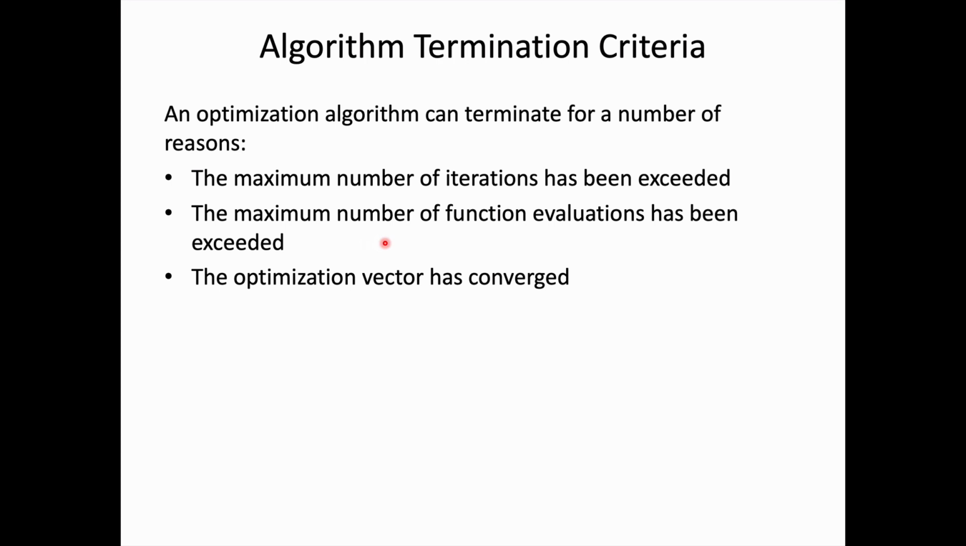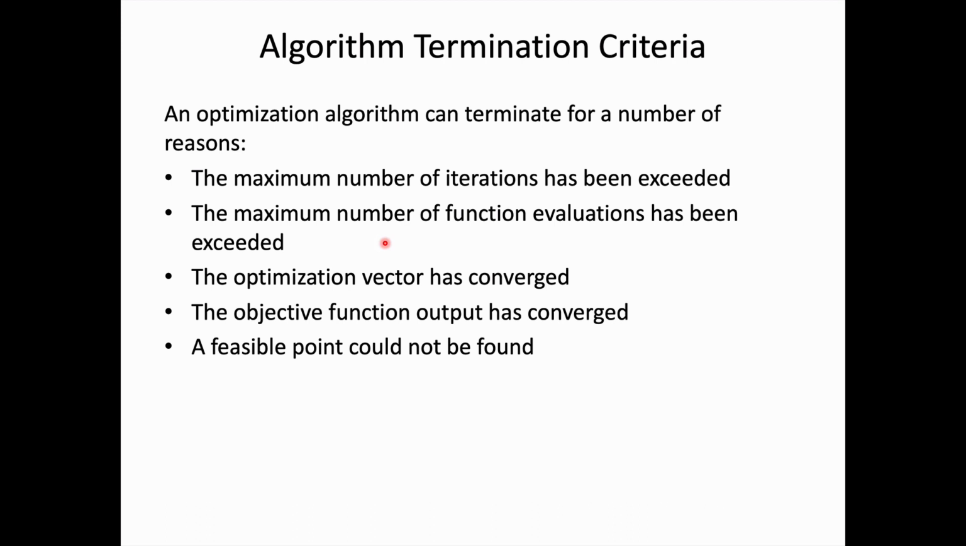And so we want to have that safeguard as well. Another possibility we just went through is that the optimization vector has converged, so that's another termination condition that we check. Also, the objective function output has converged. We just had a look at that.